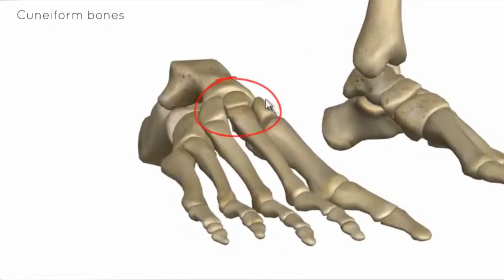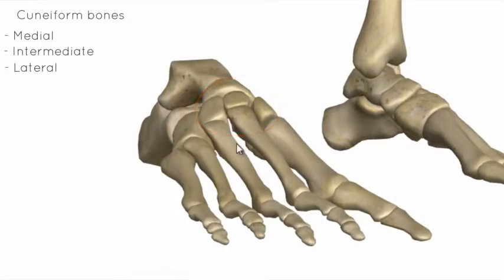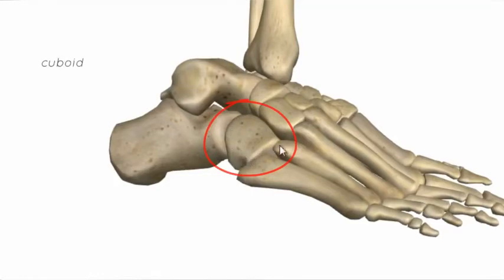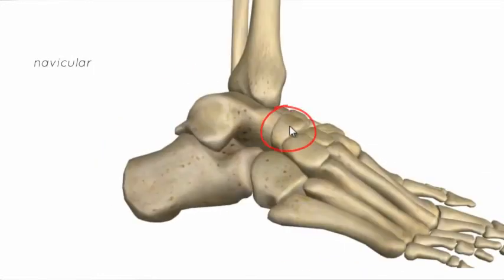These 3 bones here are the cuneiform bones, which are named the medial, intermediate, and lateral cuneiform bones. These cuneiform bones articulate with the first, second, and third metatarsal. And this bone here is the cuboid bone, which articulates with the 4th and 5th metatarsal. And this is the navicular bone, which attaches with other tarsals and not with metatarsals or the tibia and fibula.